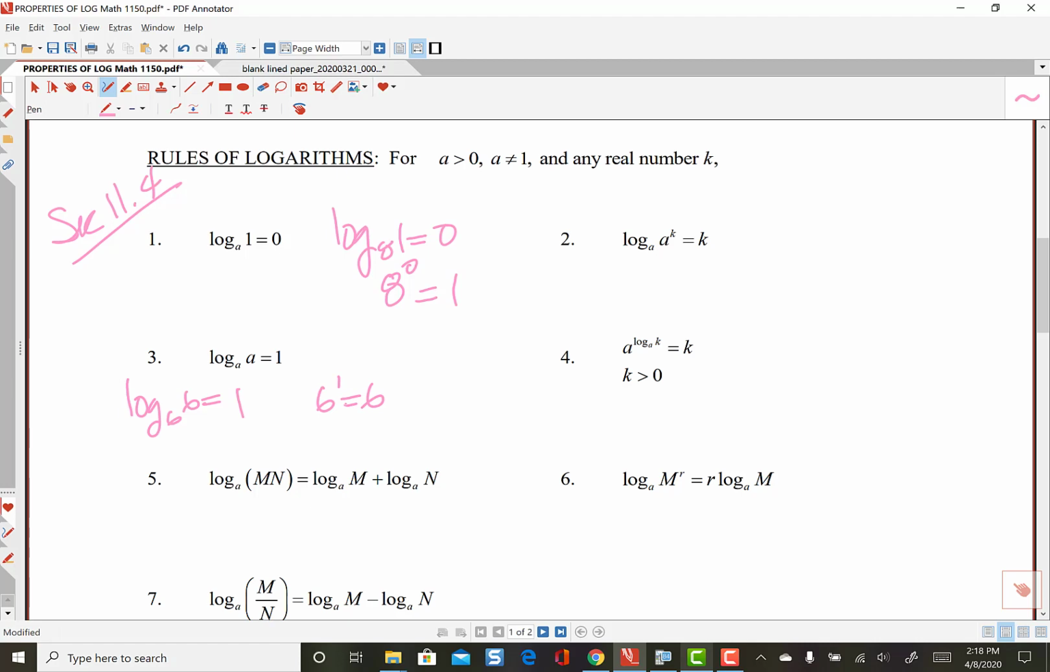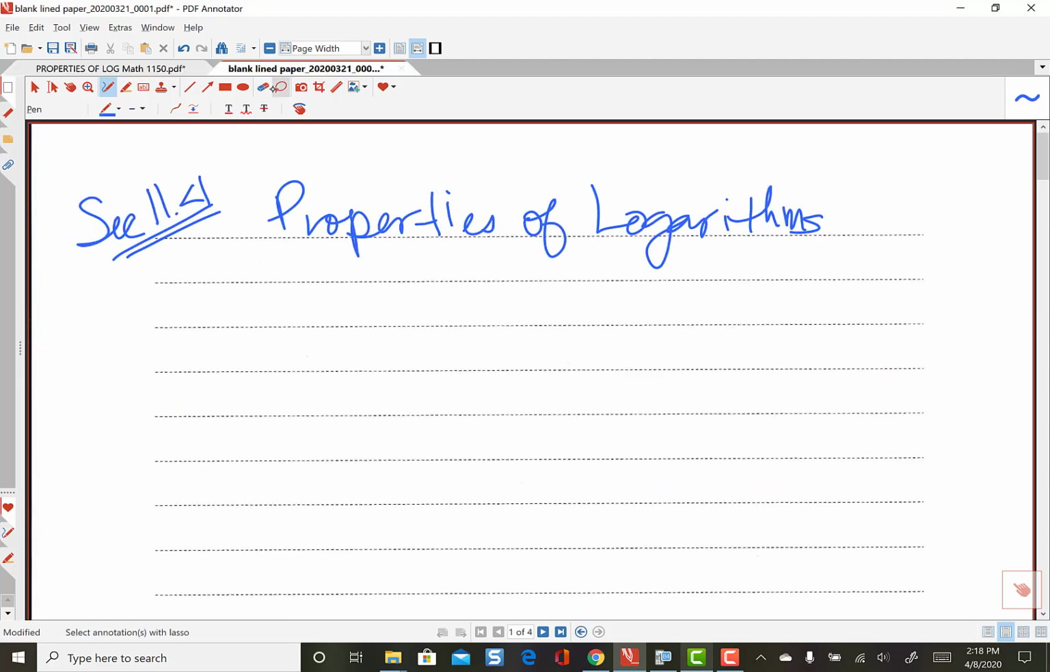Now, the rules that are probably the most important and the ones that we're going to use the most are rules 5 and 6 and 7. All right. So let me go to my lined paper for just a moment here, and let's just kind of refresh ourselves on rules of exponents, because as I said, logarithms are exponents in disguise.